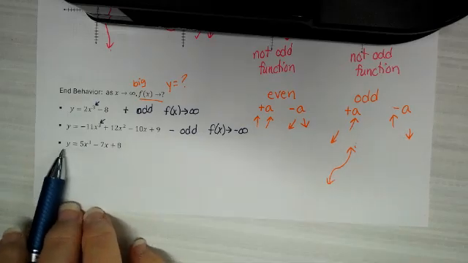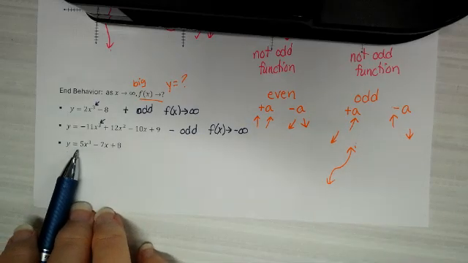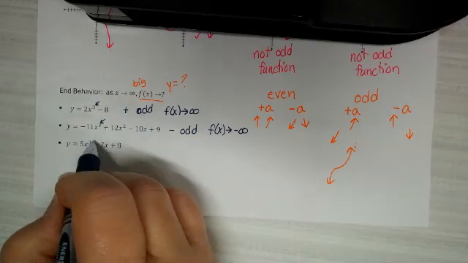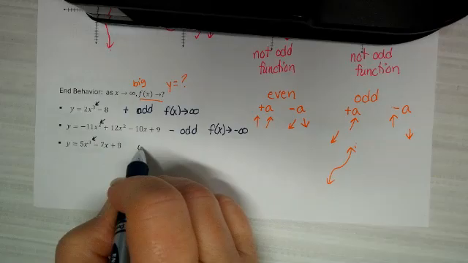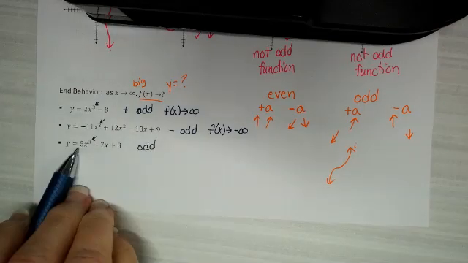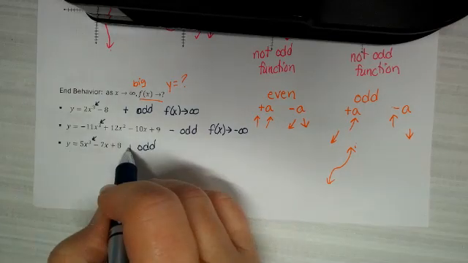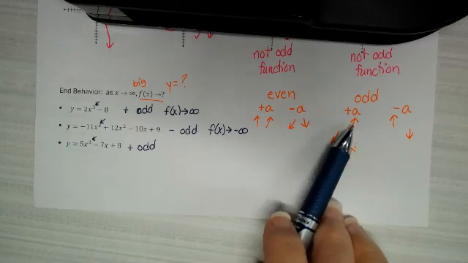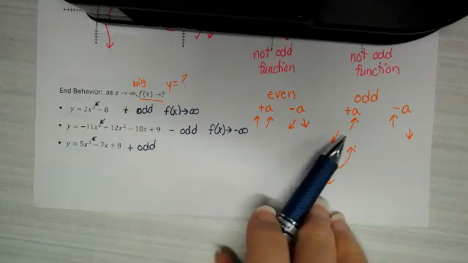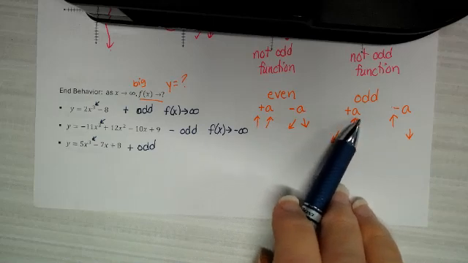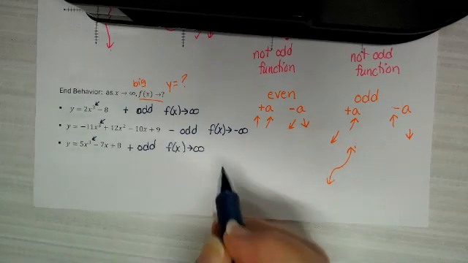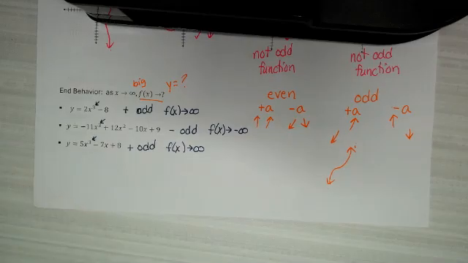This third one, y equals 5x to the third minus 7x plus 8. So the highest exponent was odd. The leading term was positive, that a value. So we go over here to our positive odd. It was a down up. So as x approaches infinity, that's the right-hand side, f of x is also approaching infinity. So that's how we start to talk about the end behavior.